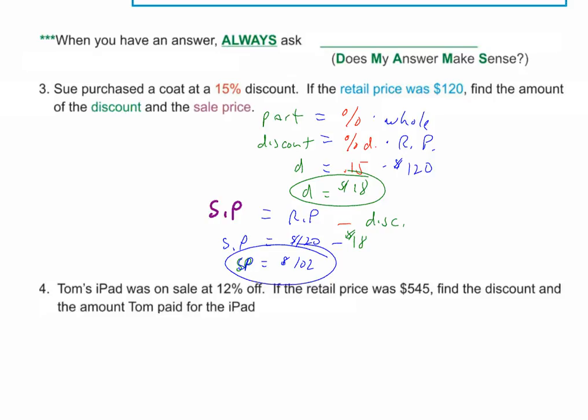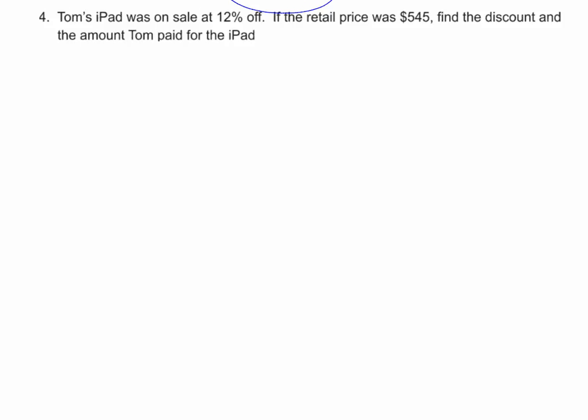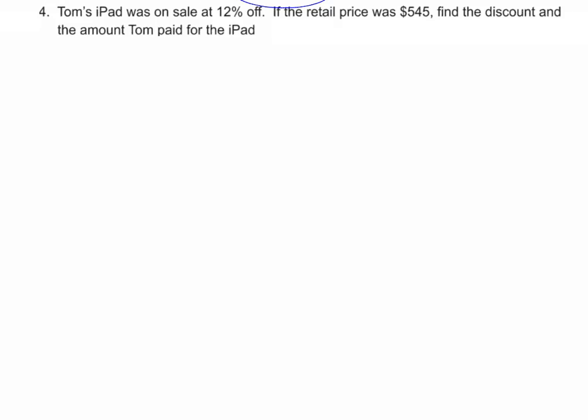Let's try another. You guys have that one on your... No. All right, let me read it for you. Tom's iPad was on sale. Just put it in place of the one you have. Was on sale at 12% off. If the retail price was $545, find the discount and the amount Tom paid for the iPad.